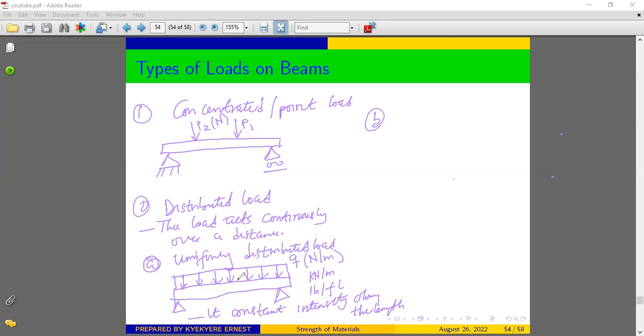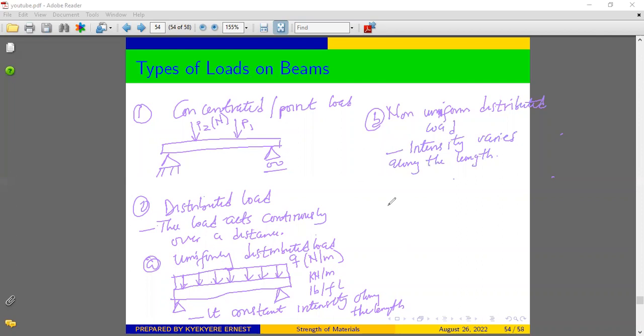But that is not the same for non-uniform distributed loads. For non-uniform distributed load, the intensity of the load is not constant. So we can say that the intensity varies along the length.